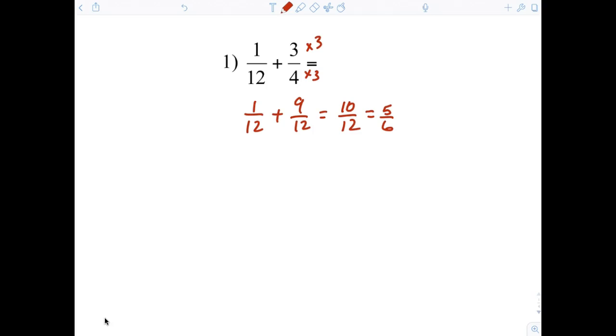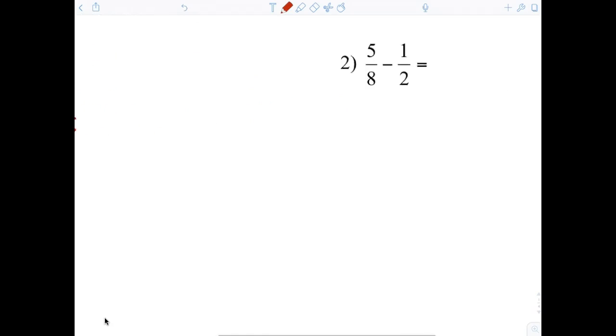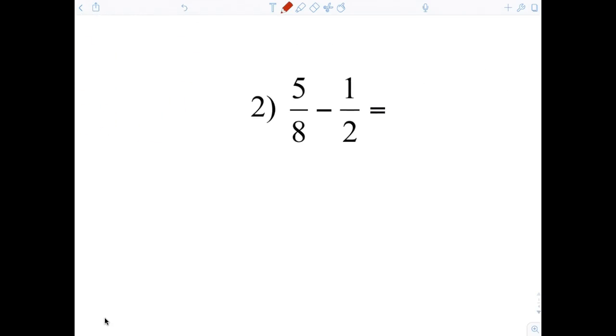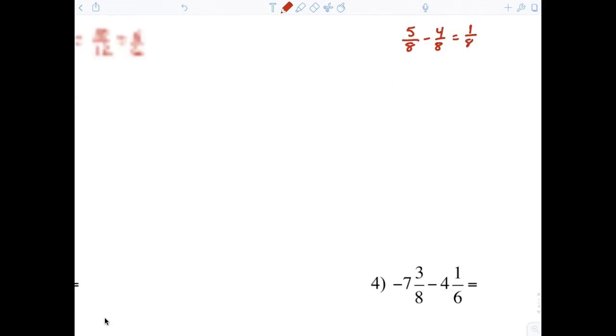Now, let's slide over to number 2. Should be relatively easy. I have eighths and halves. Common denominator is 8. Everybody speak up. 8. So now I have 5/8. 1/2 is how many eighths? 4/8. Very good. 1/2 is 4/8. So 5/8 minus 4/8 is 1/8. I think that's easy. Everybody feeling good so far? Yes. Let's move forward quickly.